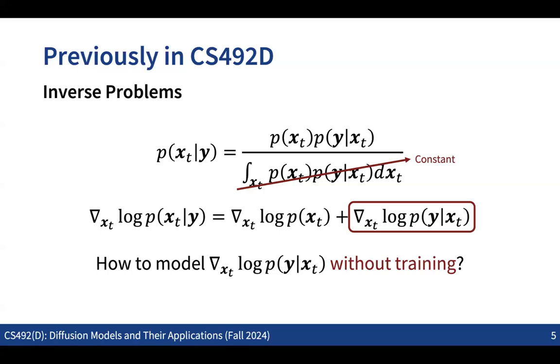And using CFG and classifier guidance, we saw how we can compute the score of y conditioned by xt, by training some extra neural network or fine-tuning the network. But here the question is how we can achieve that information without extra training. It's basically a training-free approach, right?